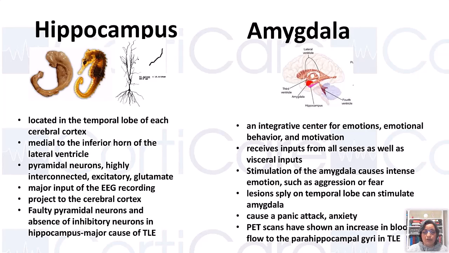So stimulation of the amygdala causes panic, causes anxiety attacks, panic attacks. The PET scan shows that people who have panic attacks have hyperperfusion of the parahippocampal gyrus. The same thing is seen with patients with temporal lobe epilepsy.